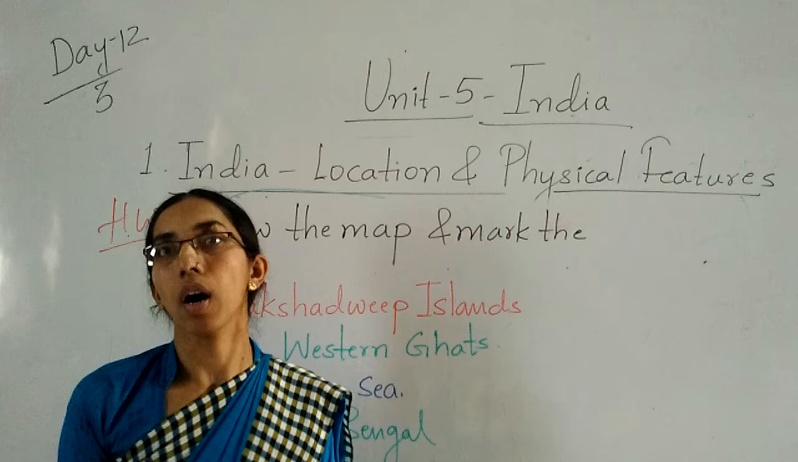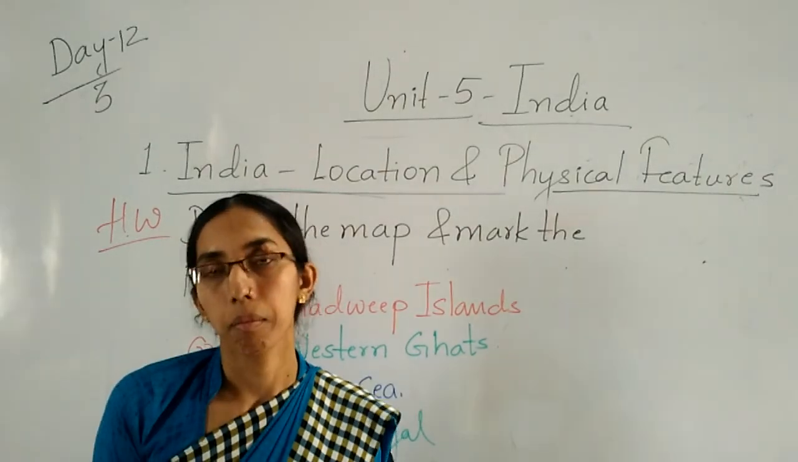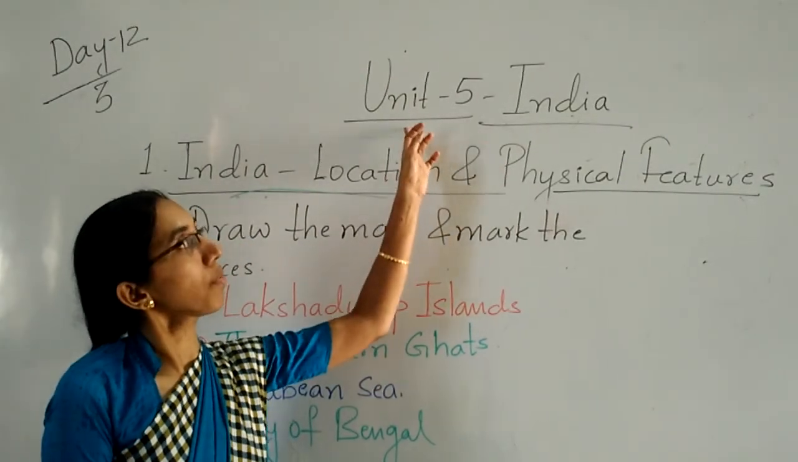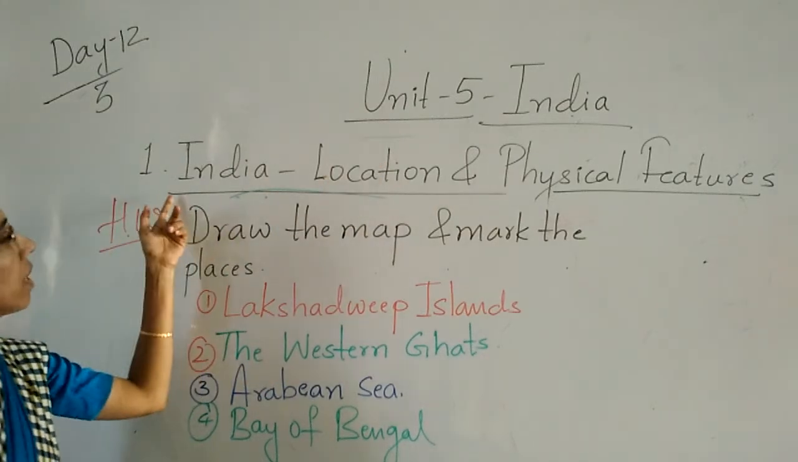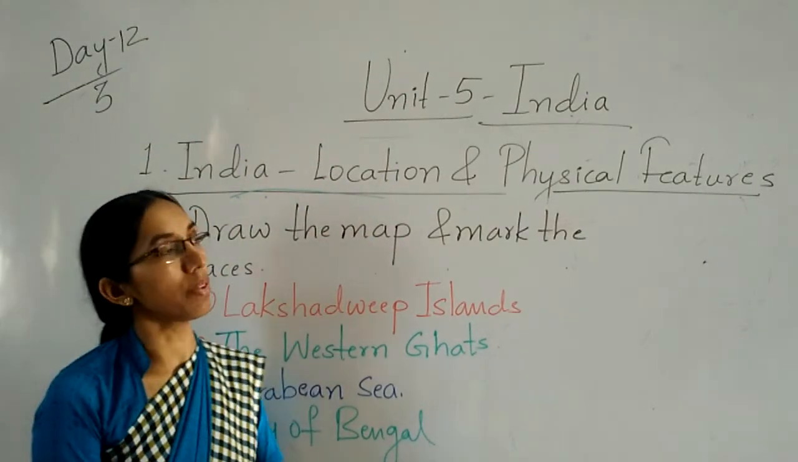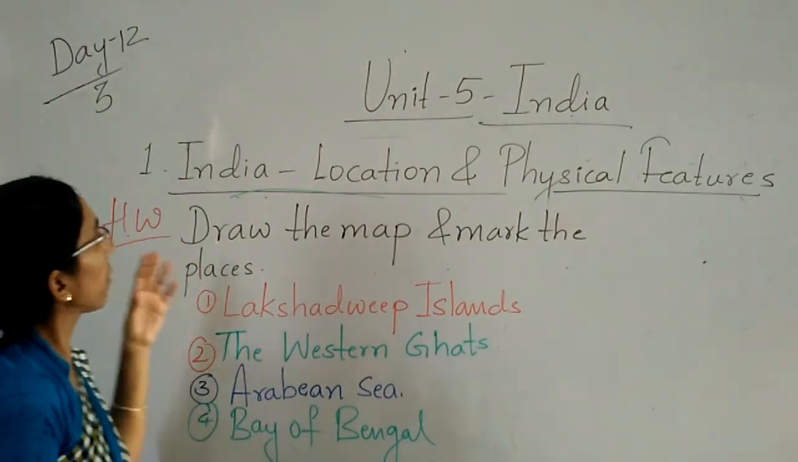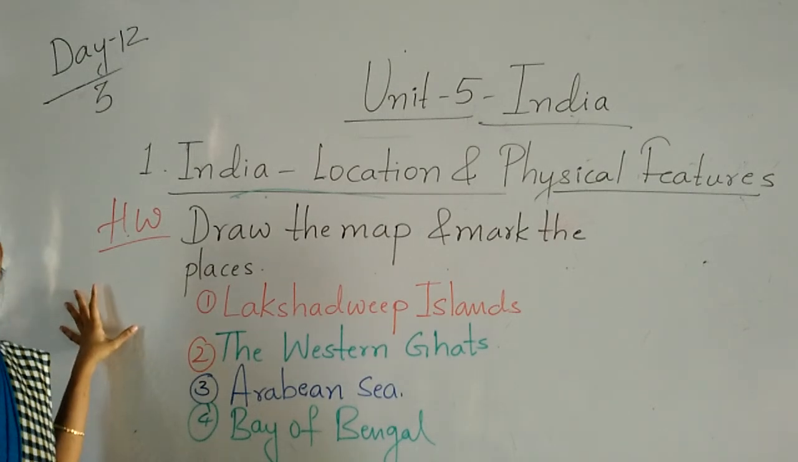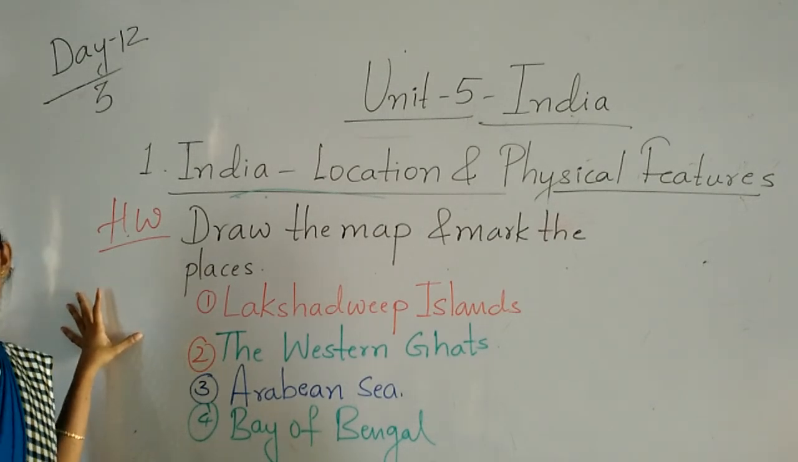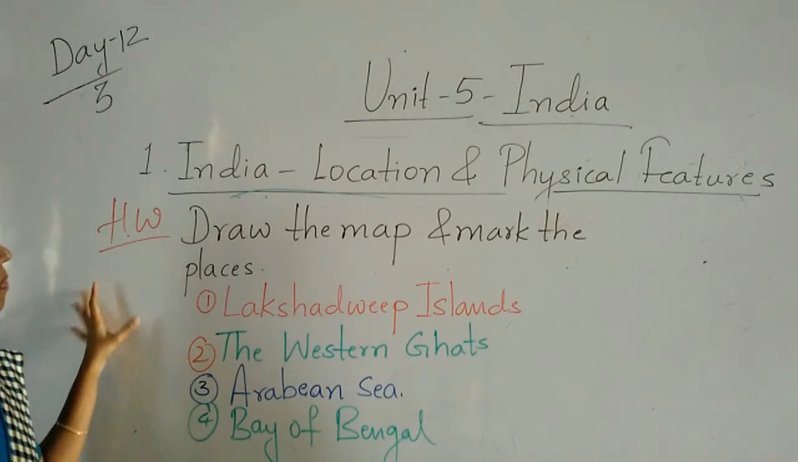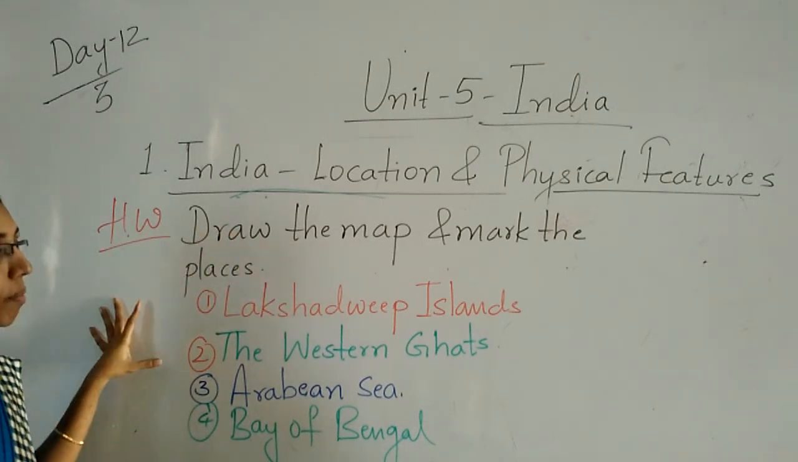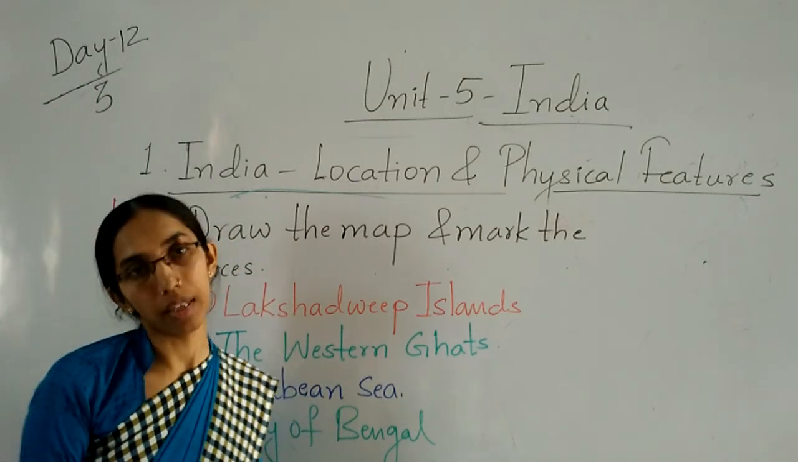And this work you have to do in the social part, children. Write Unit 5, India. First, India, location and physical features. Then write today's date, the date when this video goes out. That date must be written in your notebook. Then write the question: draw the map and mark all these places.